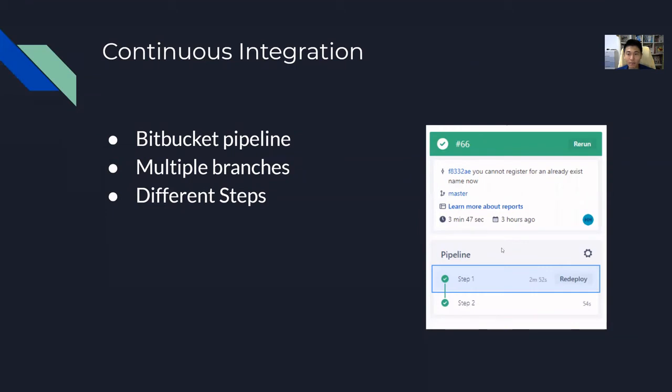For example, in step 1, we do the testing for the Twitter backend. And for step 2, we do the testing for the front end. And the CI process can make sure our project can be run at any time.